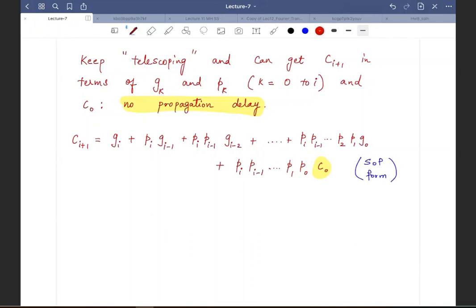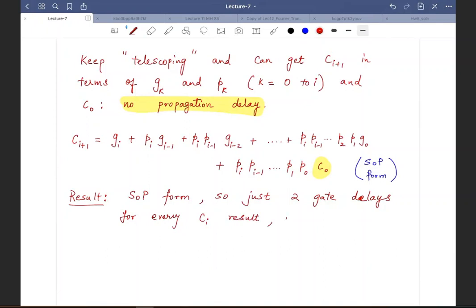So that's the result, right? Let me write down the result. The result is SOP form, so just 2 gate delays for every c sub i result, independent of n, including c sub i plus 1, including c sub n, the most significant carry.